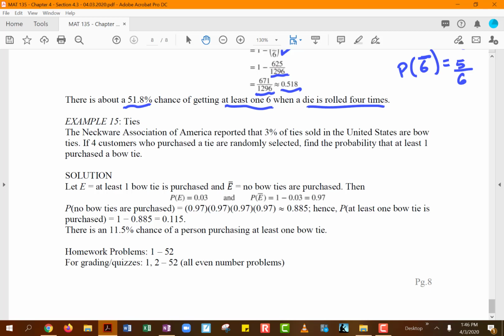I know, finally. So this one is talking about the Neckwear Association of America reported that 3% of the ties sold in the United States are bow ties, right? 3%. So if 4 customers who purchased a tie are selected randomly, what's the probability that at least one of those people purchased a bow tie? Okay, so event E will be that at least one bow tie was purchased. Its complement will be that no bow ties were purchased, right?